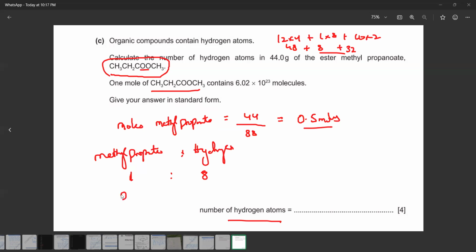But how many moles do I have? I have 0.5 moles of methyl propanoate. So how many hydrogen should there be? X. I will cross multiply. How many moles of hydrogen will I get? I'll get 4 moles of hydrogen atoms.